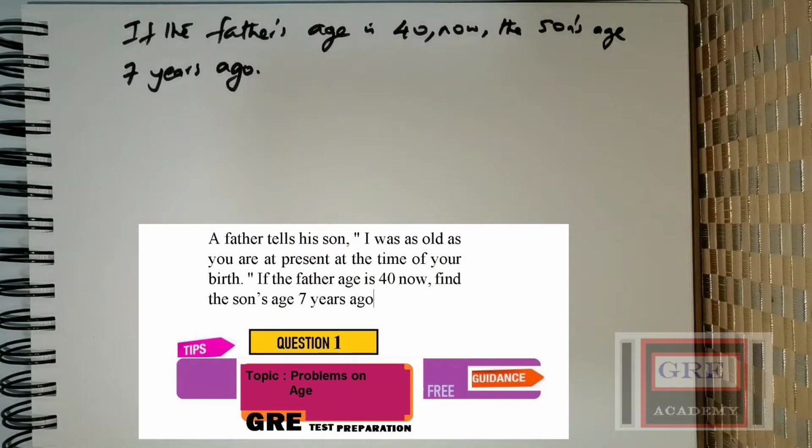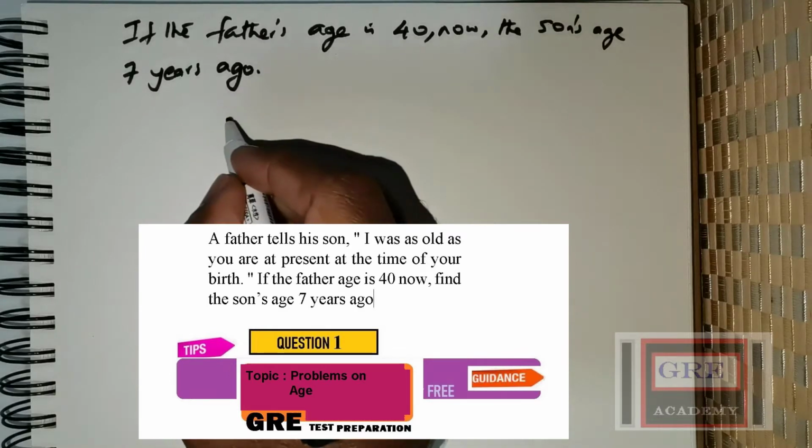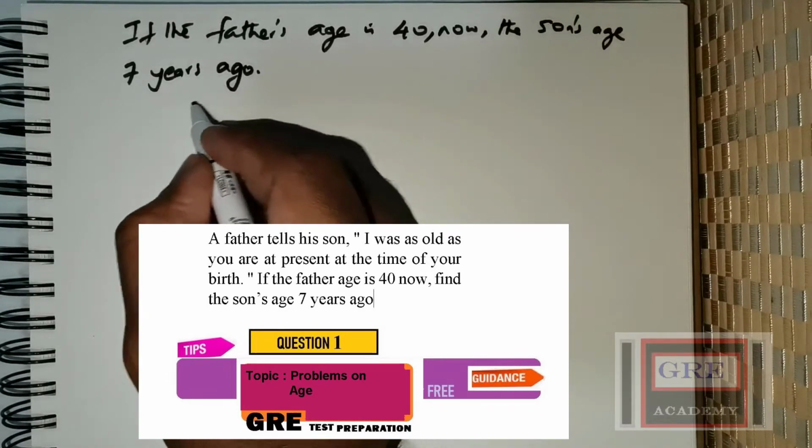Students, we are given this question. A father said to his son, I was as old as you are at present, at the time of your birth. If the father's age is 40 years now, find the age of the son 7 years ago. So, the solution to this question is obtained as follows.